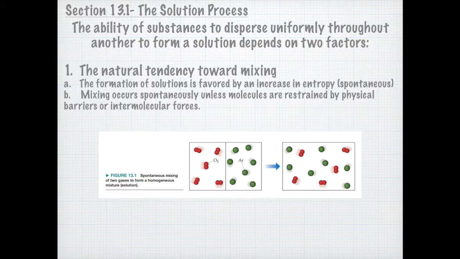So physical barriers, if you look at this example here, you've got oxygen and argon, and they're not mixing with one another because there's a clear physical barrier between these two gases. Now, if that barrier is removed, then these gases will spontaneously mix because that increases their entropy, their disorder. So it will spontaneously occur if that barrier does not exist.